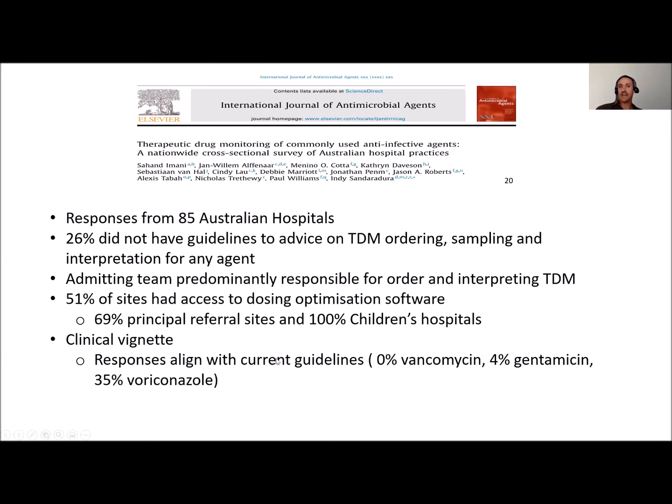They did look at clinical vignettes to see regarding TDM and dosing of vancomycin, gentamicin and voriconazole versus the current guidelines. And you can see here, we have very low alignment with current guidelines, which seems to suggest that the latest guidelines or evidence is not really translating to practice at this stage. In saying that, some of these for the vancomycin, that was a fairly recent update. So they're having time to take that into practice and doing an AUC-based therapy. It's probably reasonable that that hasn't occurred across the board.